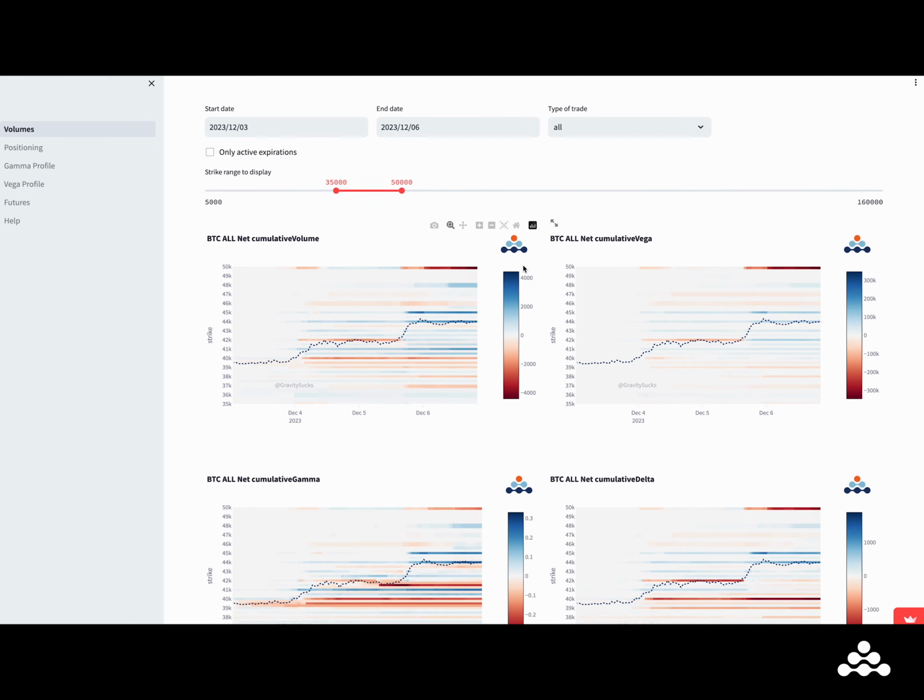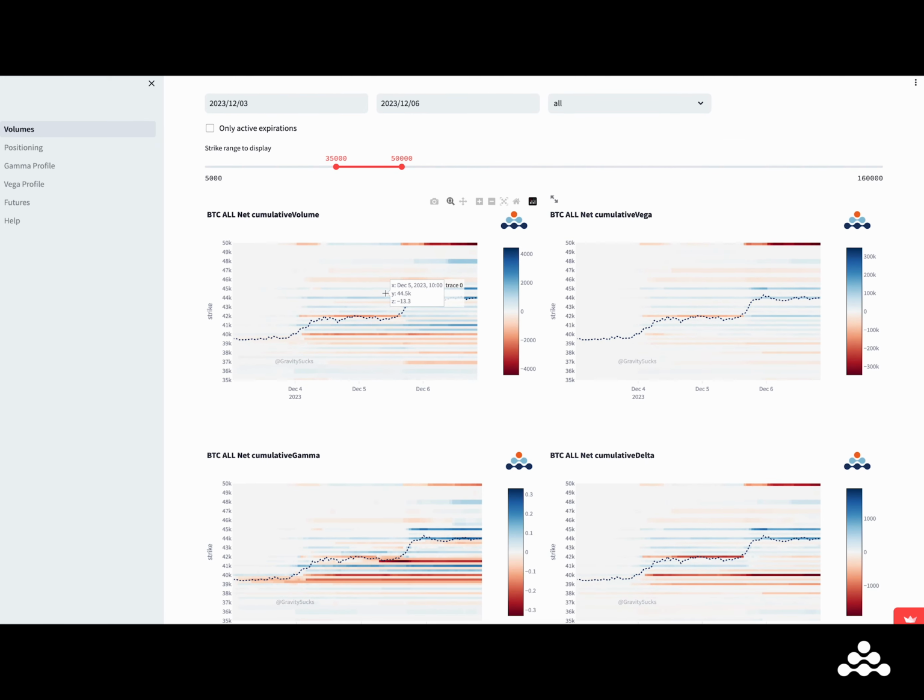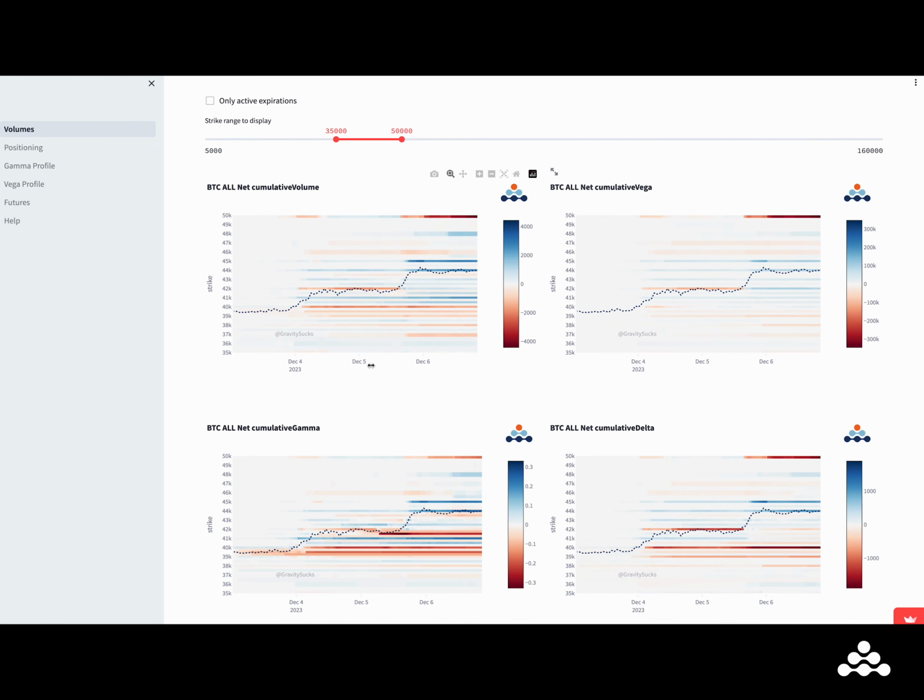So what we'll see here, from left to right, top to bottom, is the net cumulative volume. This is essentially showing us the net volume over time, segmented by takers buying or selling. Darker blue lines are net buying, so we can see net buying of calls, and darker red lines are net selling, in this case likely puts instead of in the money calls.